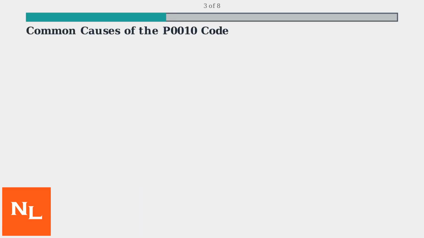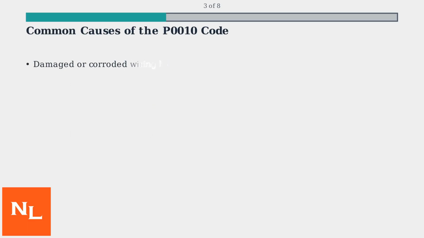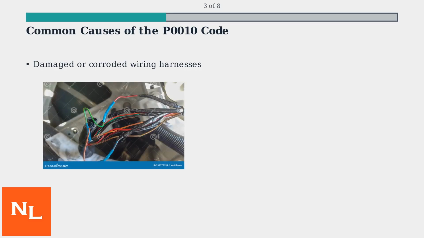Several factors can cause a P0010 code. The most frequent cause, around 40% of cases, is a faulty actuator solenoid. Other causes include damaged or corroded wiring harnesses.